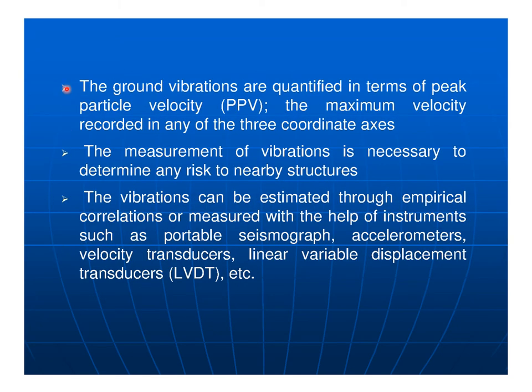The ground vibrations are quantified in terms of peak particle velocity, PPV. The PPV is defined as the maximum velocity recorded in any of the three coordinate axes. The measurement of vibrations is necessary to determine any risk to nearby structures. The vibrations can be estimated through empirical correlations or measured with the help of instruments such as portable seismograph, accelerometer, velocity transducers, linear variable displacement transducers, LVDTs, etc.